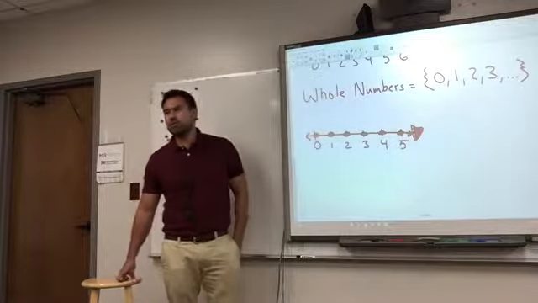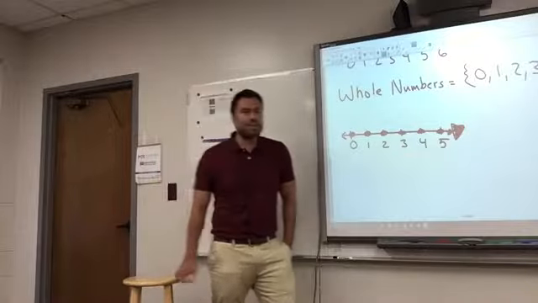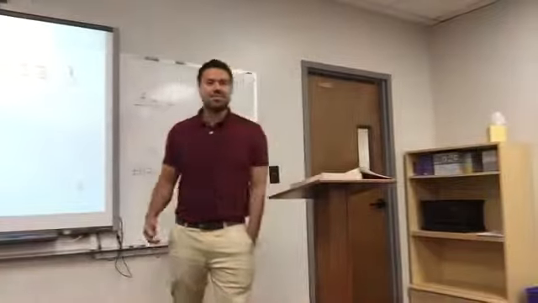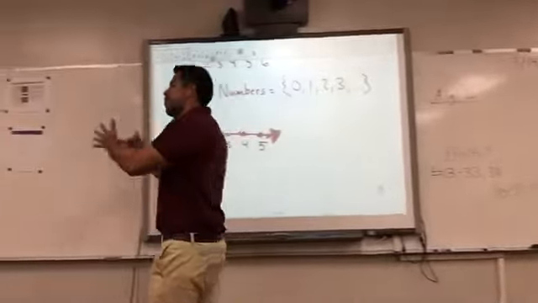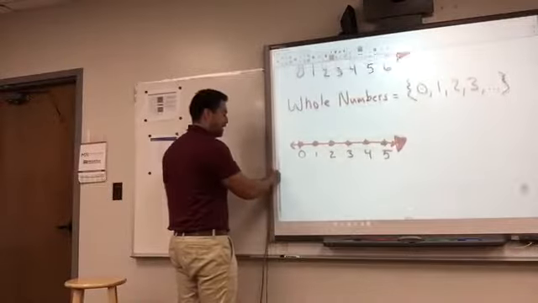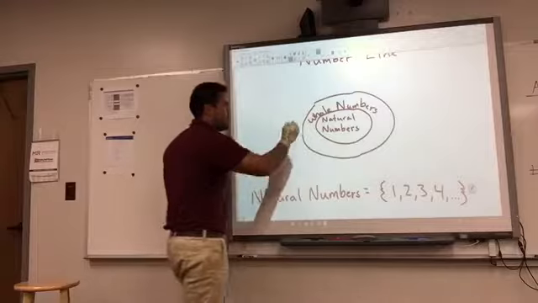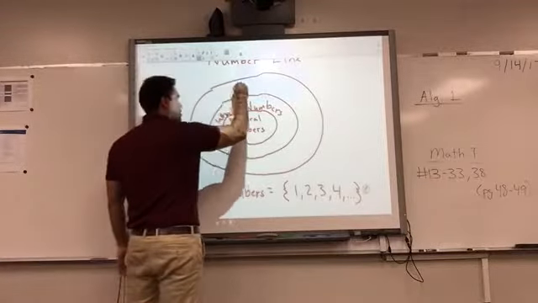Okay, does anyone know what the difference between the naturals and the wholes are? What's the difference? There's one big difference. Nate? 0. Whole numbers contain 0. Really, they contain one more number than the natural numbers. All right, what's the third category we talked about? Integers. What is an integer?